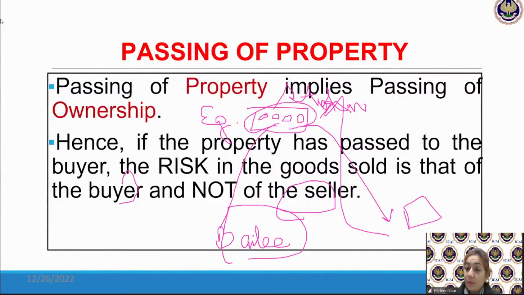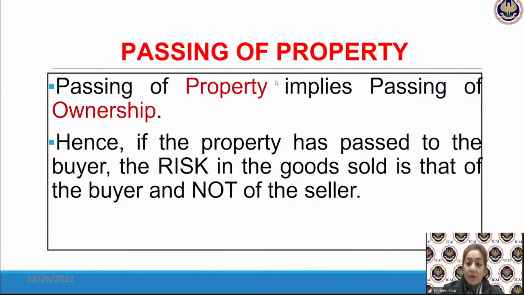But once the ownership gets transferred, the goods have now become buyer's property. Therefore, 100% buyer will be held liable and responsible for his ownership of these goods. Clear ho gaya? I hope this point is clear. So passing of property, wherever you're making your notes, you can write down this example of chocolates and the scenario that we have discussed. If you are the owner, you will bear the risk. If the seller is the owner, he will bear the risk.